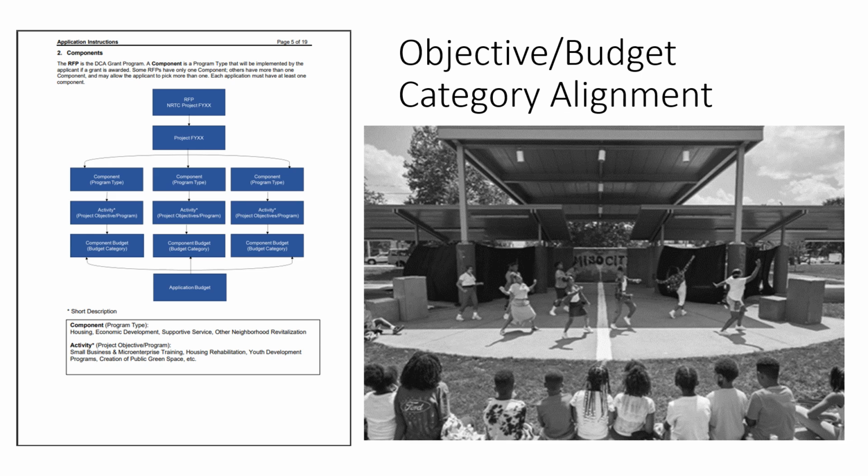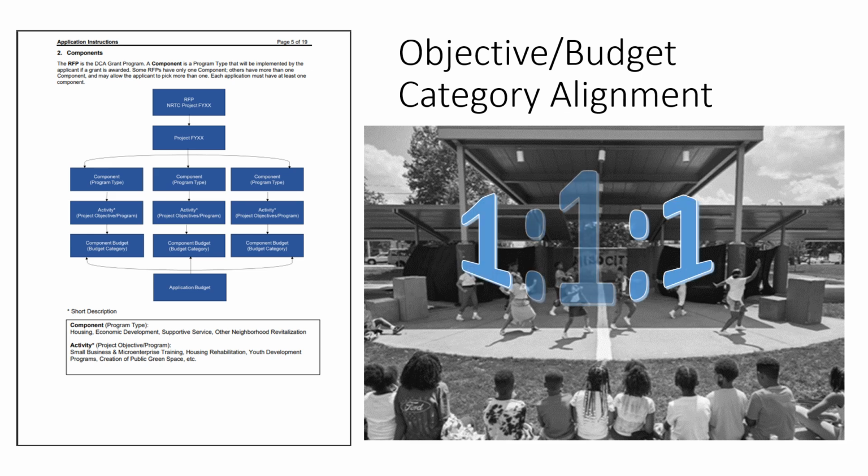In the Overview and Guidelines document, and also in the application instructions, you'll find this page to guide the structure of your funding request. NRTC grants are comprised of 4 possible components or program types. Those are housing, economic development, supportive services, and other neighborhood revitalization, often abbreviated as other. For each component of the application, each activity planned to achieve project objectives will be listed. Each activity will have a corresponding component budget or budget category. These elements will comprise the application budget, which Wendy will talk more about later. The takeaway here is the one-to-one-to-one relationship between the components, activities, and budget.